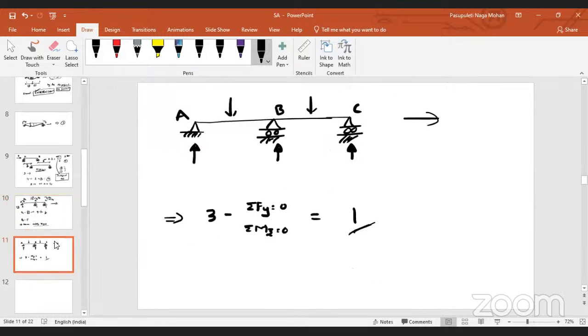Same, sir. Now tell me, how many unknown displacements will exist at point B? How many unknown displacements? One, sir. What is it? Rotation at A. And at B, sir.